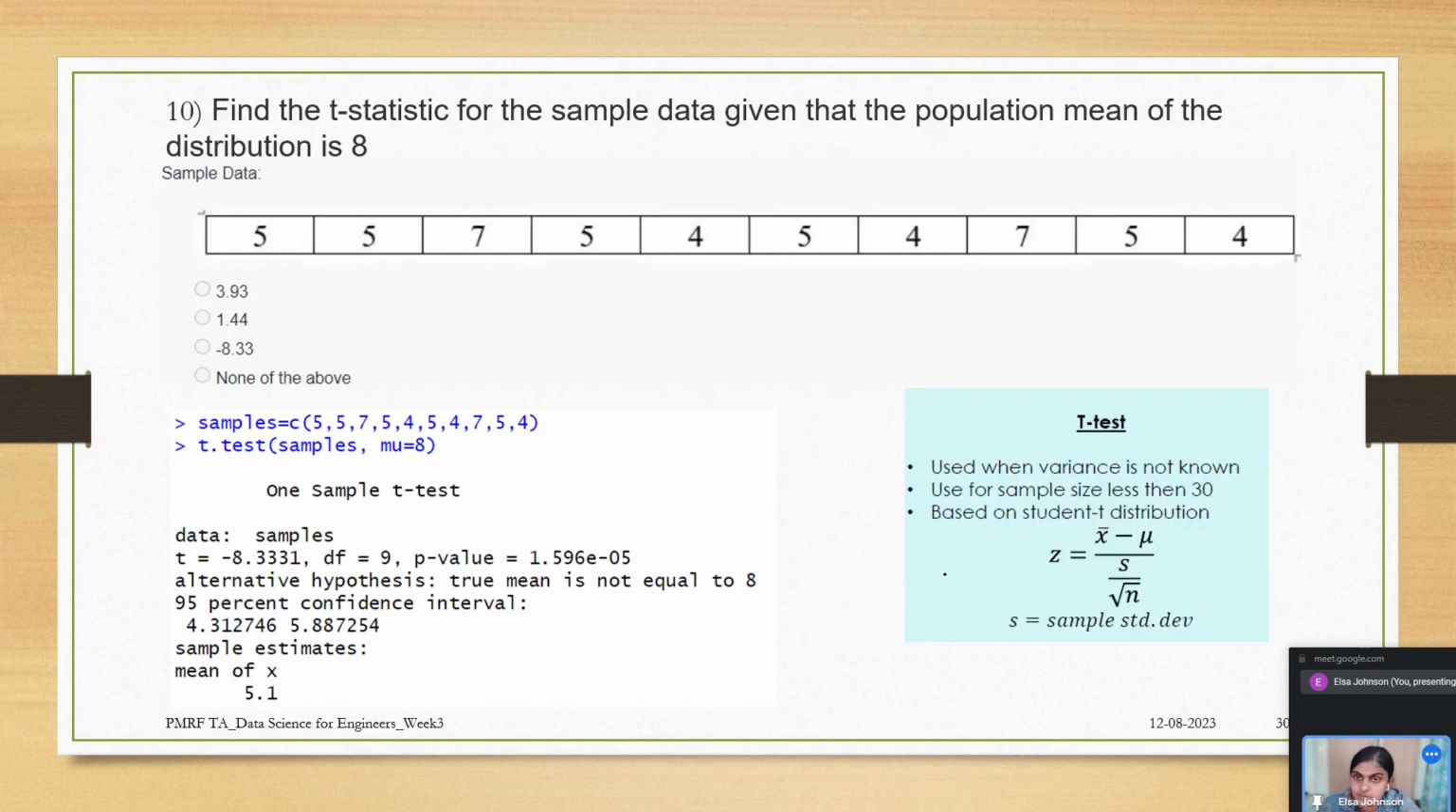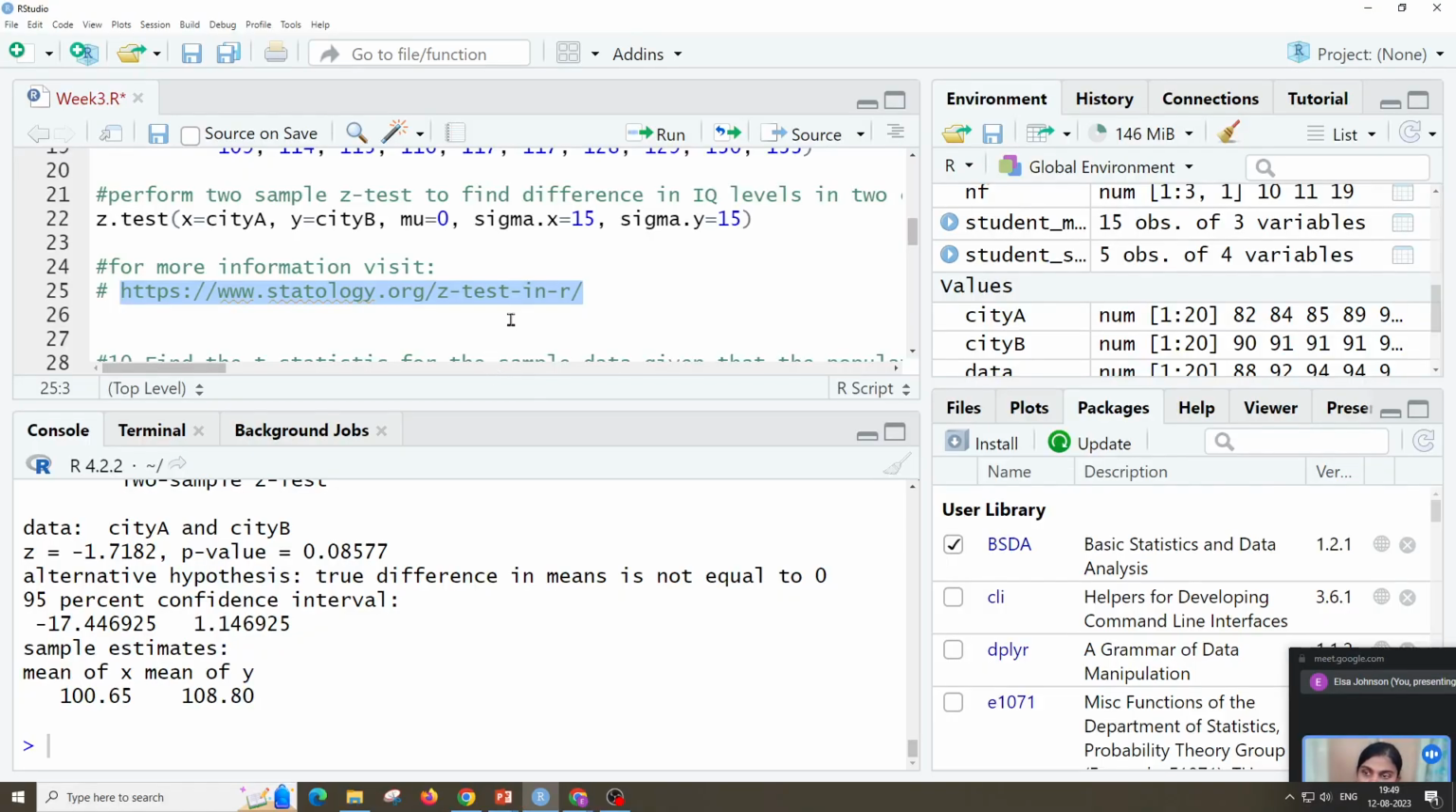So next one, find the t statistic of the sample data, given that the population mean of the distribution is 8. We'll just move on to RStudio for getting the answers. The usual case would be that you find the mean from these set of values, then the variation, then the standard deviation, and then find the t-test value. Instead of doing all that, just input these values as a program. How will you do that? I'll move on to RStudio for this one.